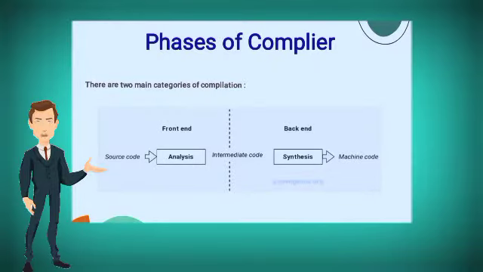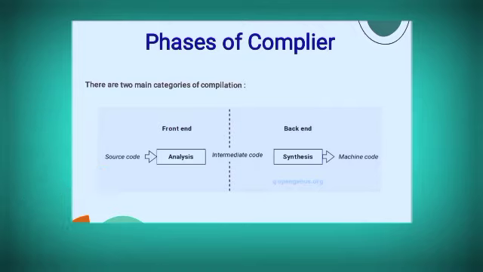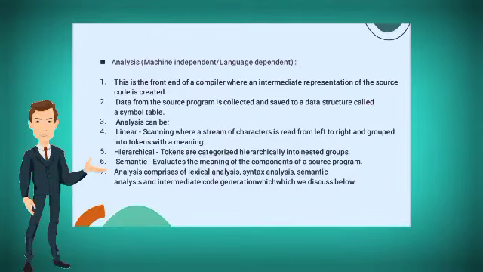Our next topic is phases of compiler. There are two main categories of compilation: front end and back end. Analysis: machine independent and language dependent. First, this is the front end of a compiler where an intermediate representation of the source code is created.